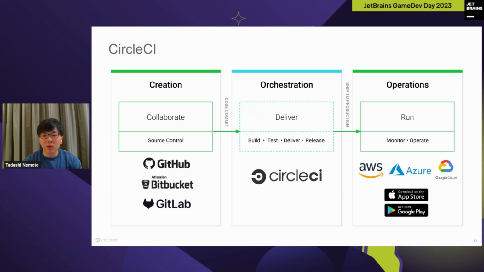For release, you can integrate multiple platforms such as AWS, GCP, and Azure for cloud. But you can also automatically release to the App Store or Google Play Store.